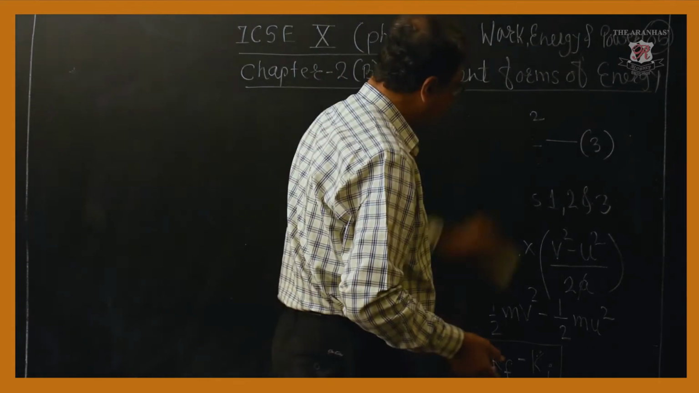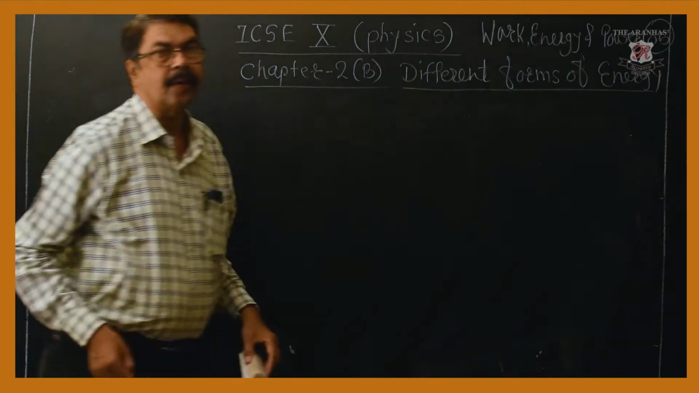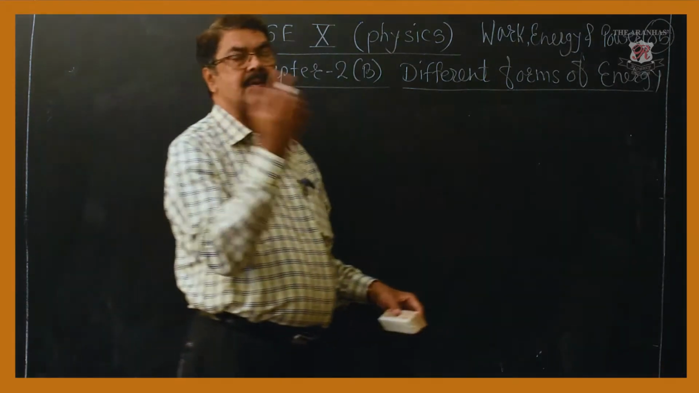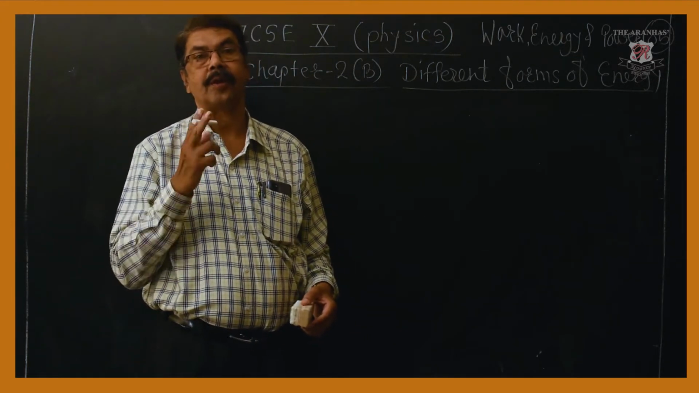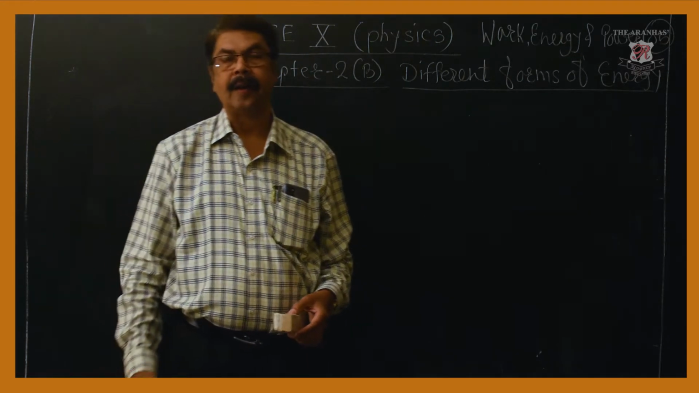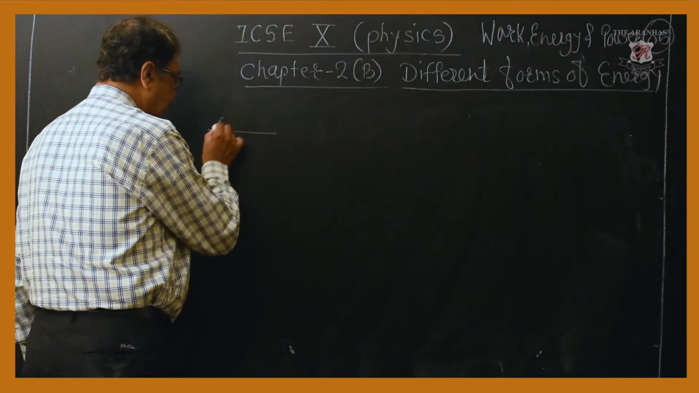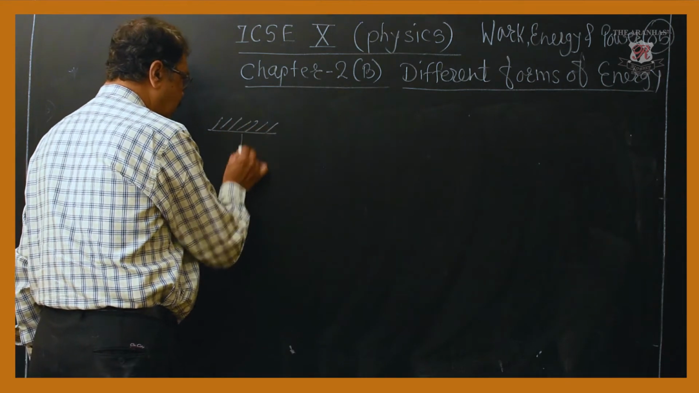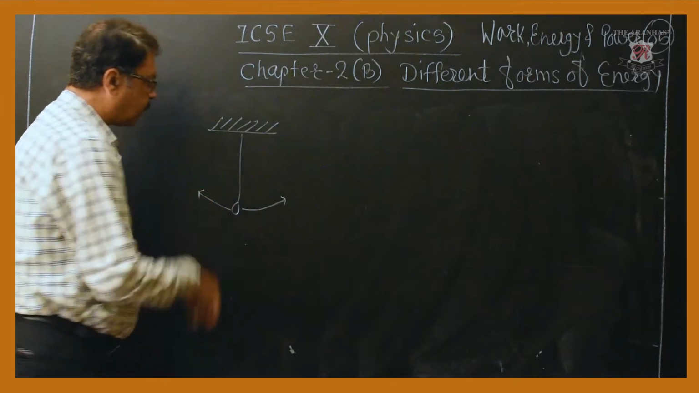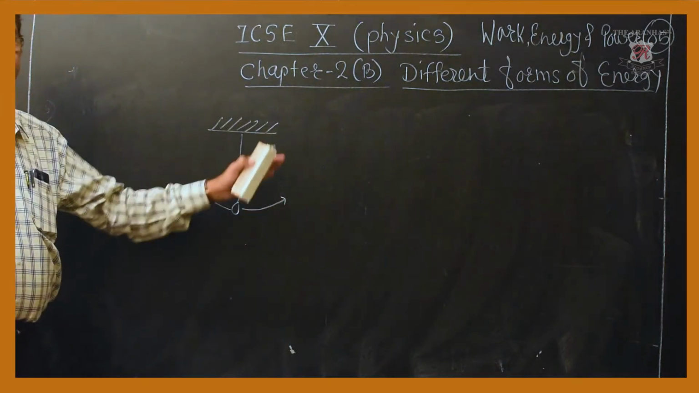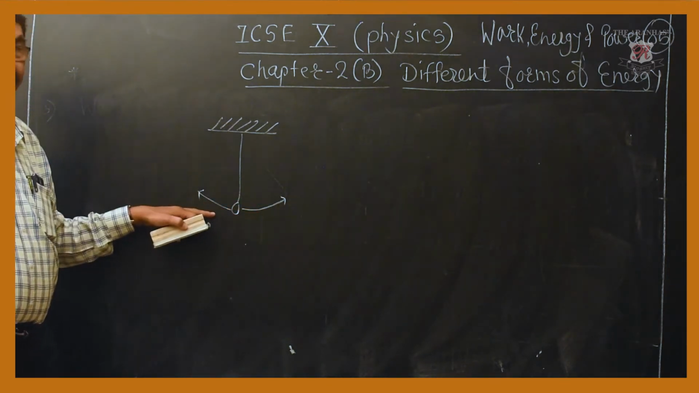Linear kinetic energy, that is what we have here, half mv square. If a body is moving in a circular path carrying out rotational motion, it will possess rotational kinetic energy. And if a body is oscillating, for example a simple pendulum, which you will come to know in the next part of this chapter, 2C, a simple pendulum is oscillating, meaning it is carrying out the motion along the same path.